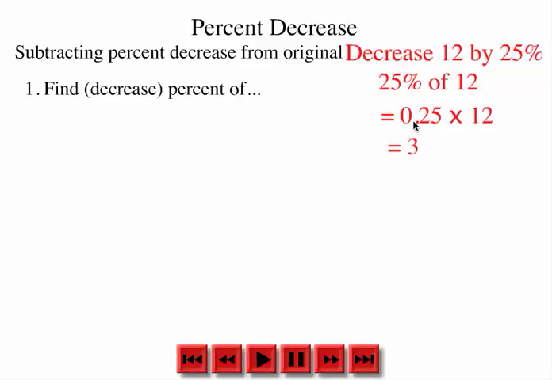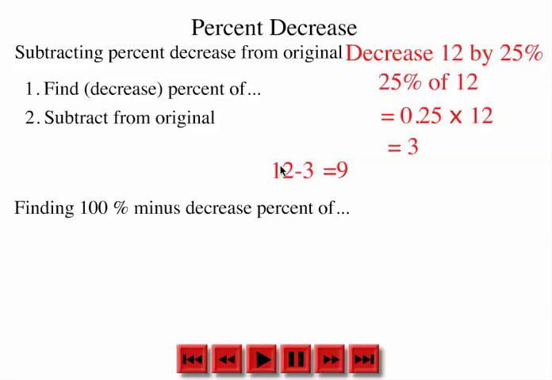25% as a decimal is 0.25, of is times, so 0.25 times 12 is 3. So we're going to decrease 12 by 3. So we're going to do 12 minus 3. Okay, and that should give us 9. So that's method 1.